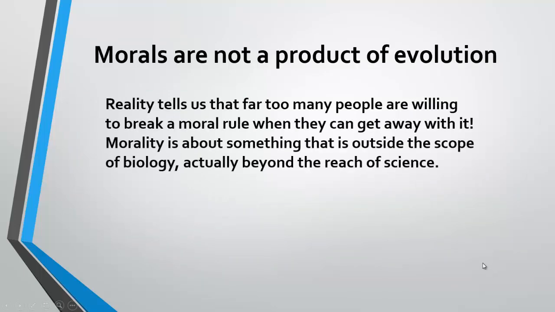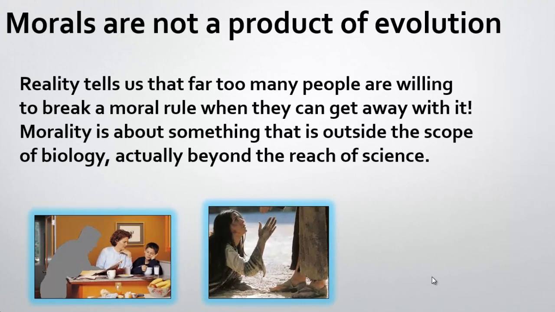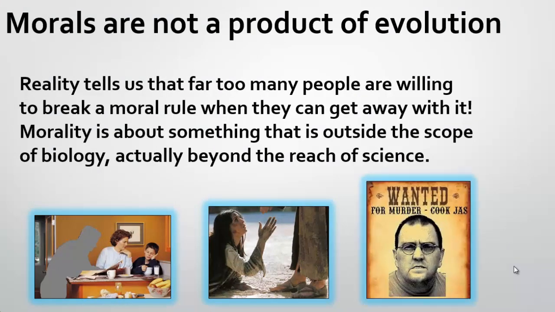Reality tells us that too many people are willing to break a moral rule when they can get away with it. The missing parent, the adulterous woman, the murderer.